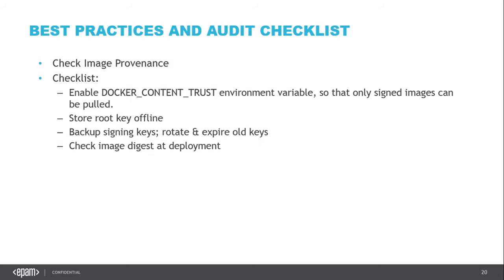Check the image provenance. Enable Docker Content Trust, which allows you to sign the images and also allows you to pull only the signed images. Keep your root key files offline, and have proper backups of signing keys. Make sure you rotate the keys very regularly, and make sure you expire the old keys once you rotate the existing keys. You also check the image digest at deployment, the way we checked by using the --no-trunc digest key.